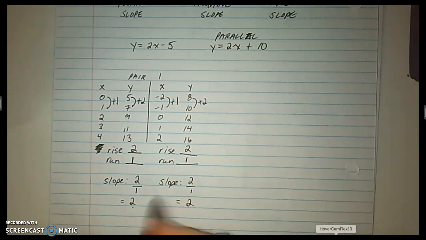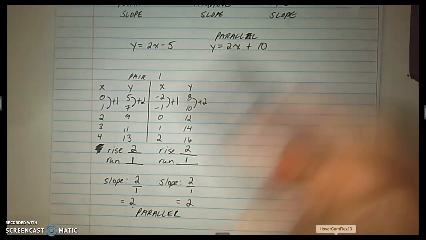If the slopes are the same, the lines are parallel. Okay? If I got different numbers here, then I would say that they're not parallel. So just 2 possible answers, really.